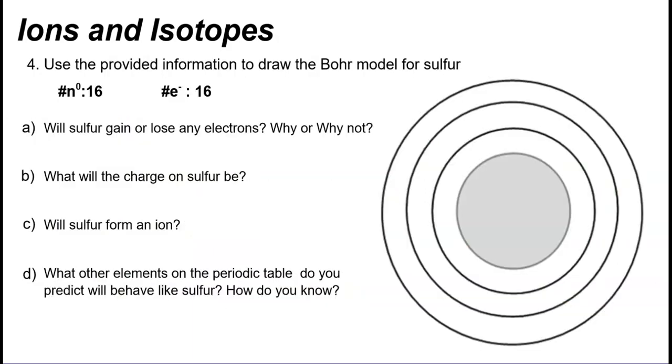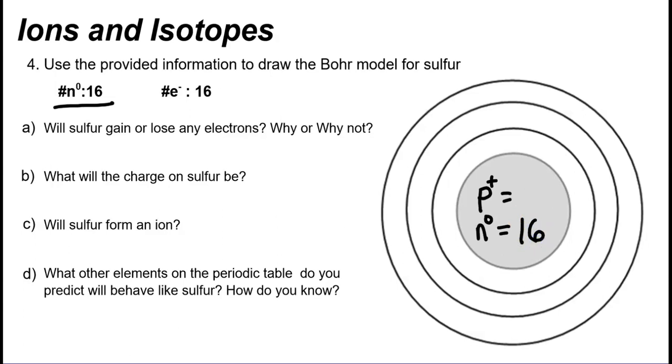Last, number 4, it says use the provided information to draw the Bohr model for sulfur. Okay, so let's start by identifying how many protons and neutrons we have, and we know that our protons and neutrons go in the nucleus, which is this gray part. So P plus would be our number of protons, and 0 is our number of neutrons. So we're told our number of neutrons, that would be 16. But we're not told our number of protons, so we need to figure that part out.